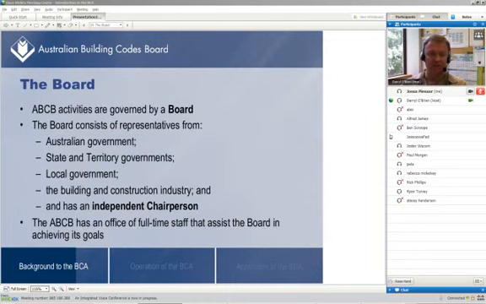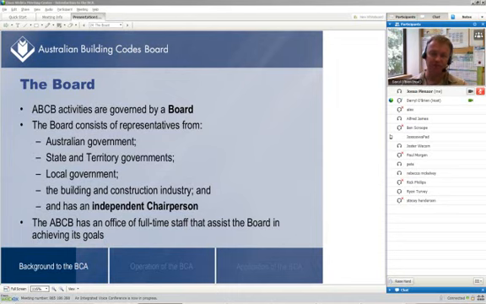Okay, so the ABCB is governed by a board. The board consists of representatives from the Australian government, state and territory governments, local government, the building and construction industry, and has an independent chairperson. The ABCB has an office, full-time staff to assist the board in achieving its goals, and that's the one in Canberra.